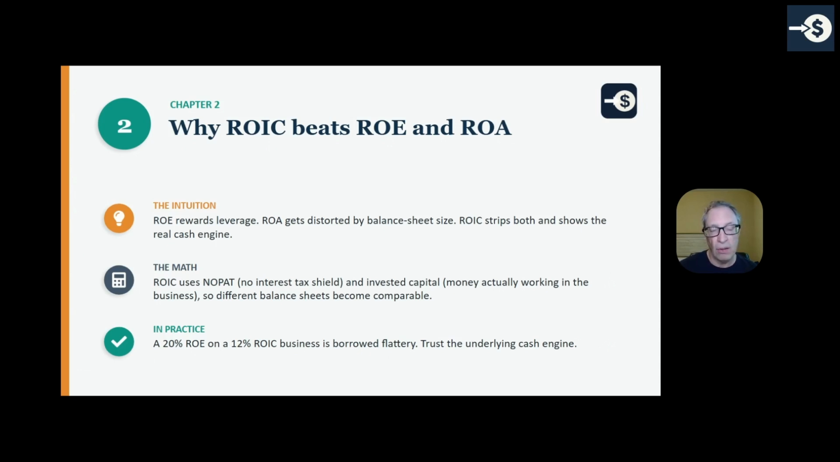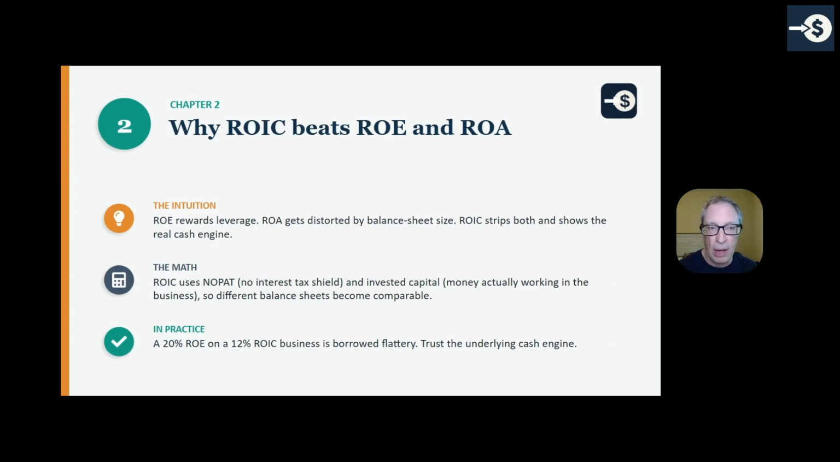Return on assets has a flaw as well. It treats every dollar of assets the same, including cash sitting on the balance sheet. So capital light businesses look the same as capital intensive businesses. ROIC fixes this. It uses NOPAT with no debt benefit and invested capital, only money actually working in the business. So two companies with very different balance sheets become comparable. So ROIC is a level playing field, and that's how we should think about it.